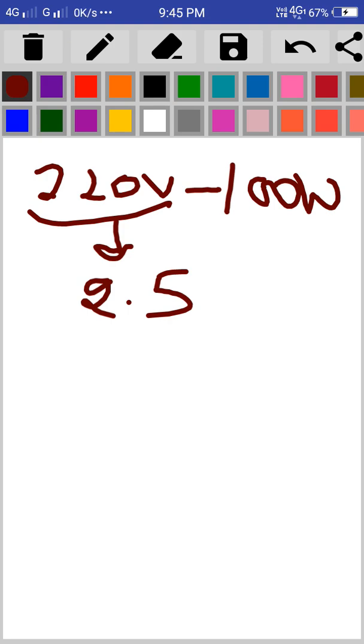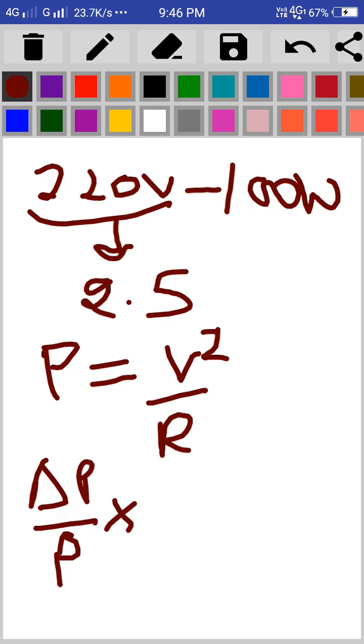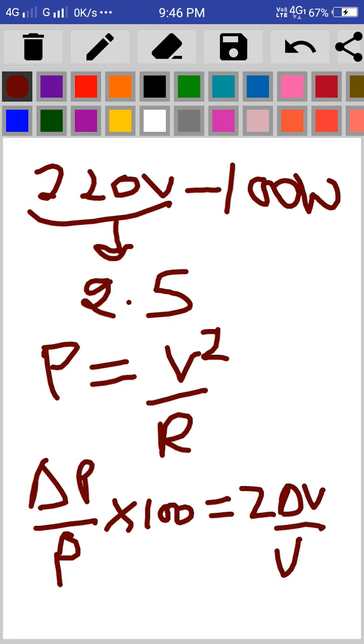So easy to do it, as we know the power formula is given by P equals V square by R, right? So error in power has been asked to us. So obviously we will write it like this: del P by P into 100 equals twice of del V by V into 100 plus del R by R into 100.